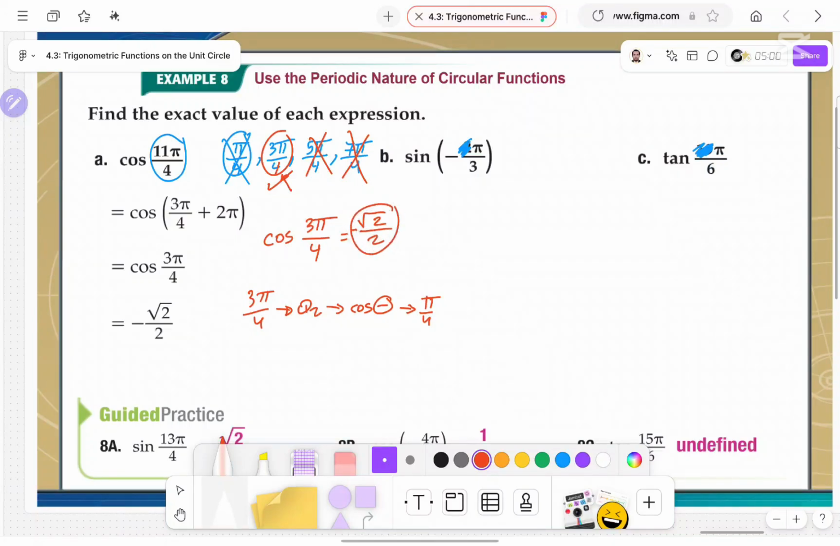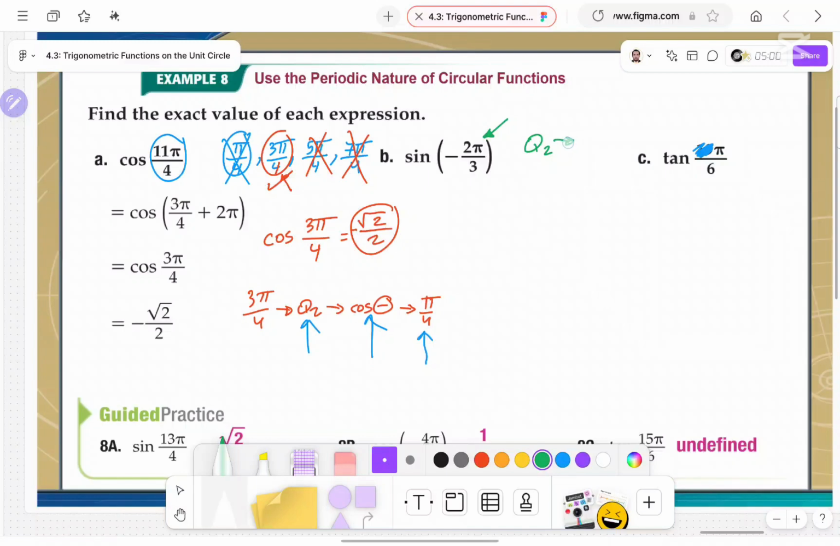So this is what you need to do. You need to identify the quadrant, which gives you the sign, then go to the table that you memorized to find the angle. Okay? Now, let's do the second one here. Now, 2 pi over 3. 2 pi over 3 already falls in the unit circle, right? It's on the unit circle. It's in quadrant 2. Okay?